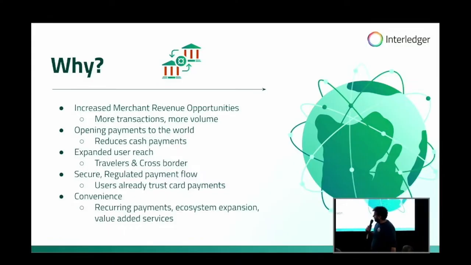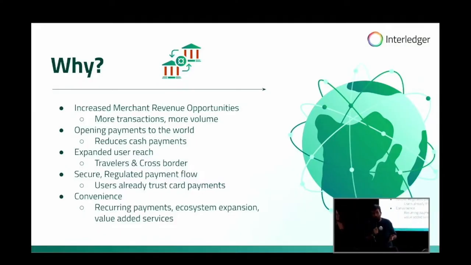The second one is opening payments to the world. So we want to reduce the cash payments and expand user reach, because we think if people are now accepting cash, that they will want to accept also the card payments, because it will be easier, and also for them, in terms of fees, they will not have a lot of fees. It's all about the account servicing entity, right?